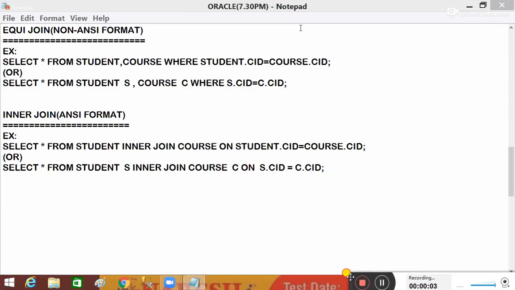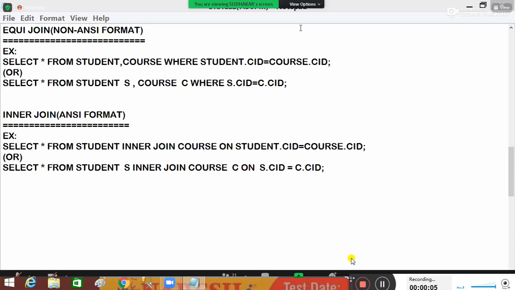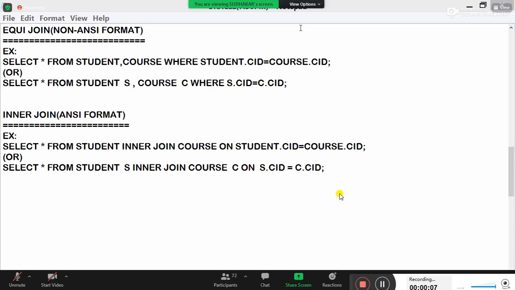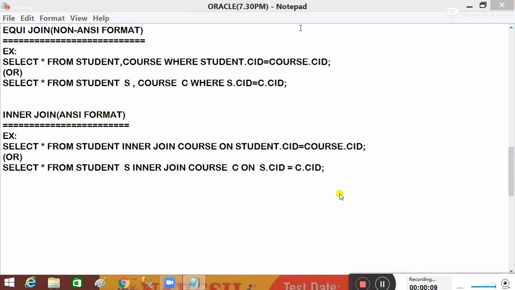So guys, in the last session we started joins and discussed one join in ANSI and non-ANSI. Equi and inner joins we discussed in the last session, and one basic example as well: how to retrieve student and course details from the student, course details information.